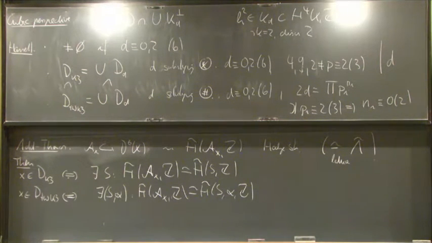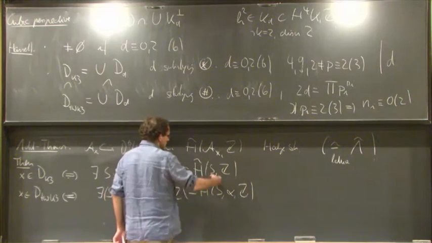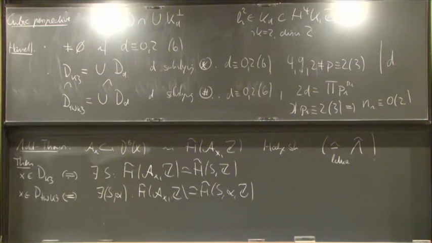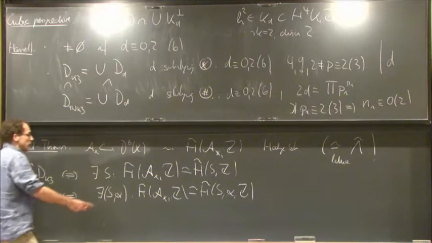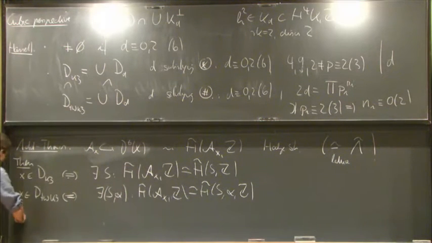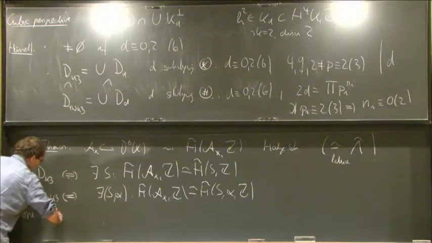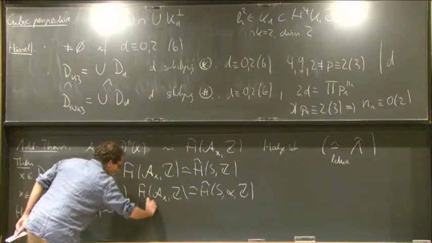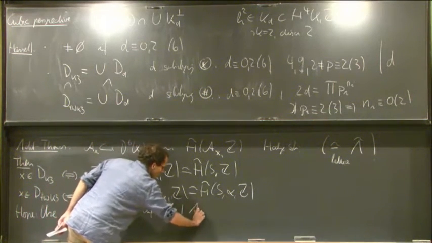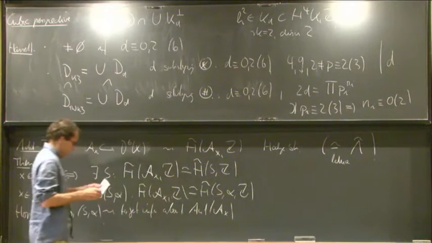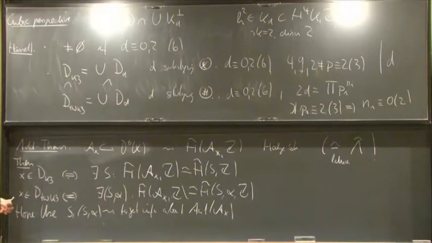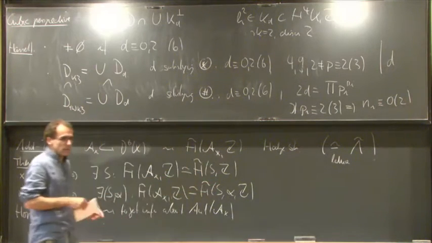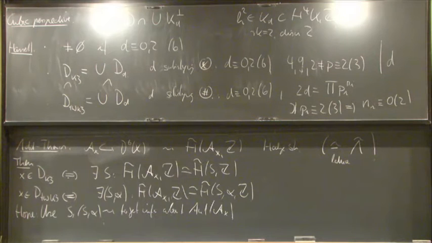And so now the hope is that, as in Richard's talk, everything I know about derived categories of K3 surfaces and twisted derived categories can be used to get information about autoequivalences of this category. So the hope is to use S and S alpha to get information about this one. I'll talk about this a bit later. Okay, actually in 2 minutes.